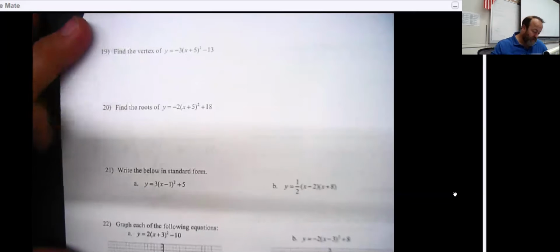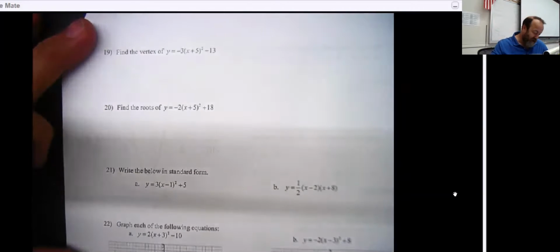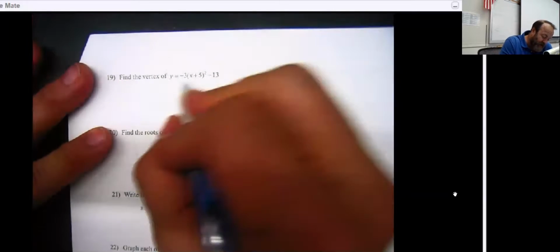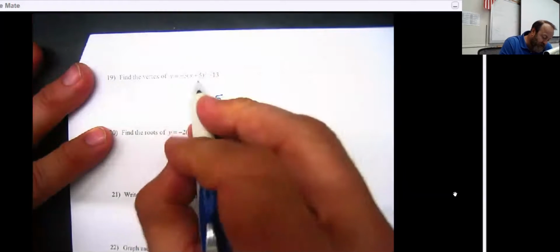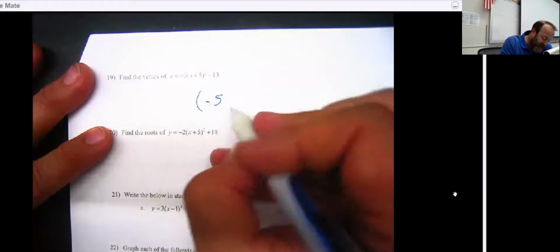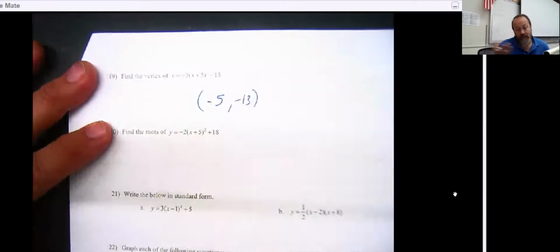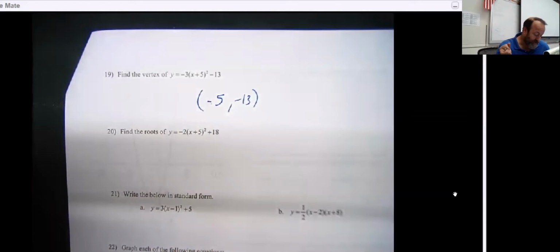All right, moving on just a little bit more. We'll just do a couple more. Let's take a look at number 19 and 20, and then we'll stop this one. The vertex of this thing, it's already sitting in vertex form, so it has been shifted to the left 5 and down 13. Since that was already there, that's pretty easy.